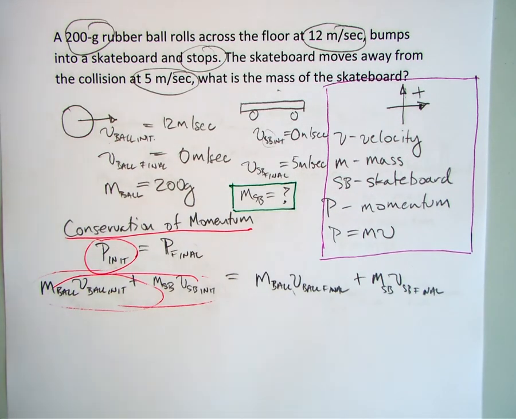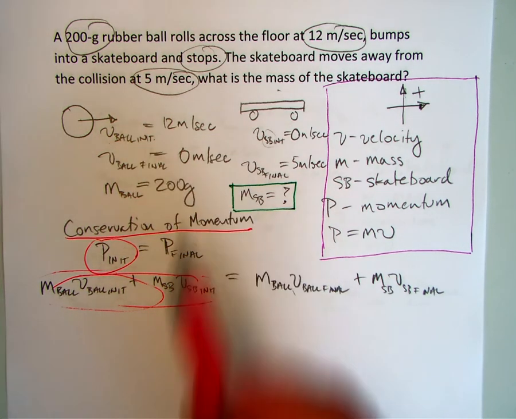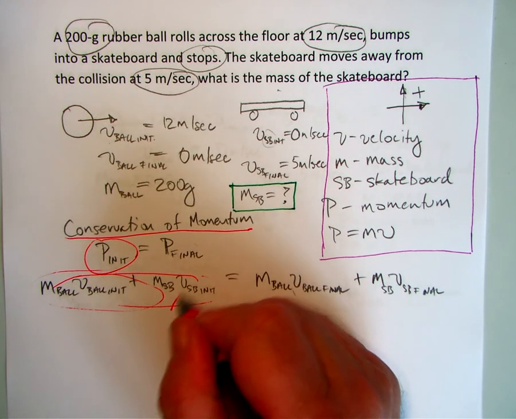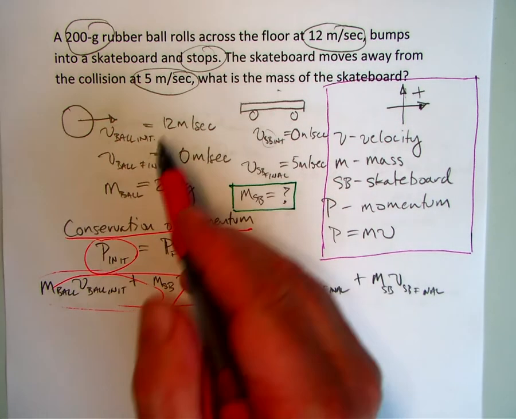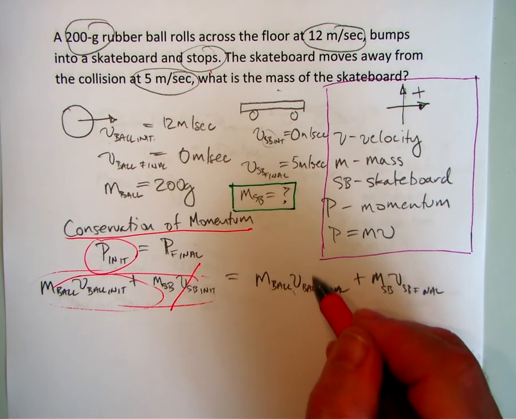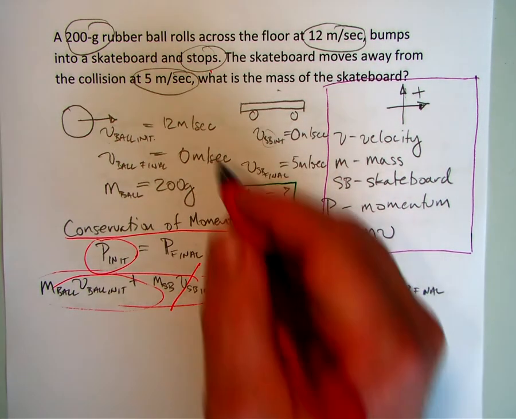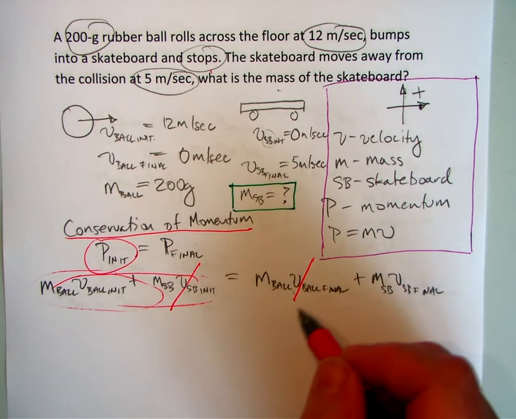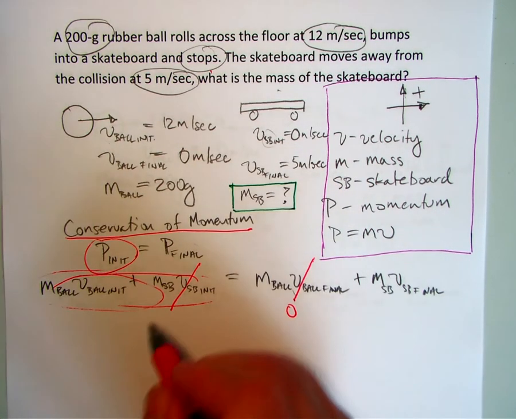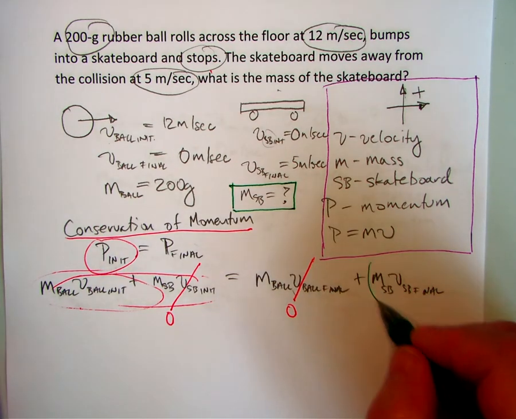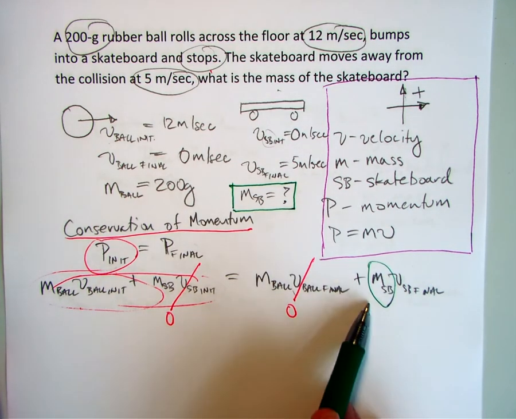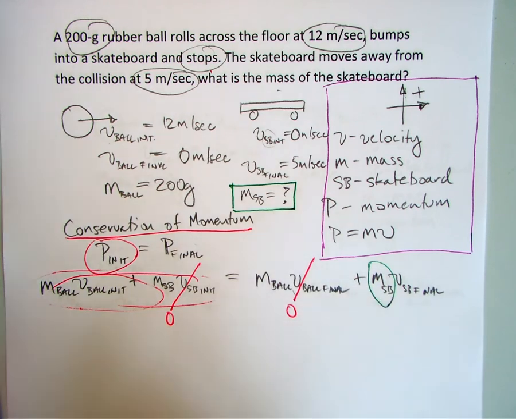Now when we're looking at this, we can realize that some of these terms are in fact zero. The skateboard's not initially moving, so we can say that term is zero because any term multiplied by 0 is 0. And the ball comes to rest, so the final velocity of the ball is 0, and that term goes to 0. We're just left with those two terms. We're looking for this term here. So all we have to do now is solve this equation for that term.